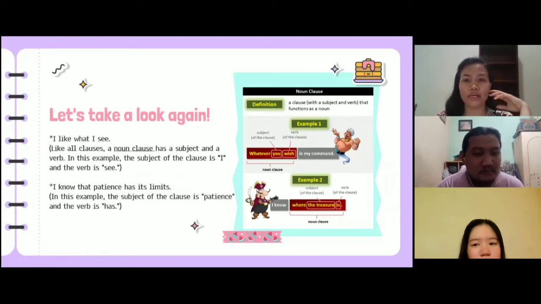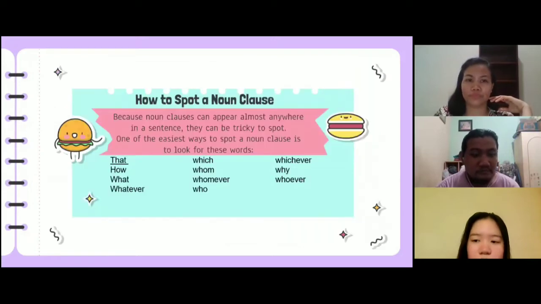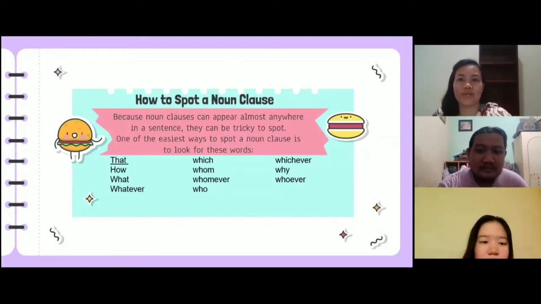And the second example is I know that patience has limits. So the noun clause is that patience has its limits. In this example, the subject of the clause is patience and the verb is has. Can you follow? Yes, okay.